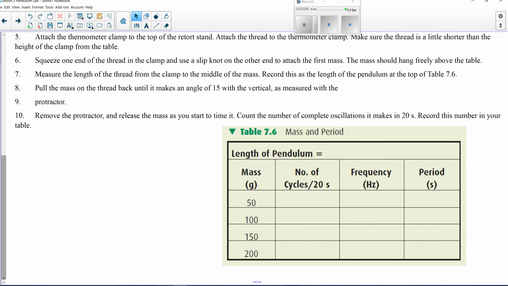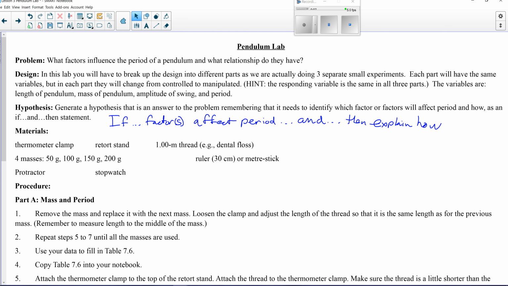The experiment itself is pretty straightforward, but you do have to read and follow the instructions carefully in order to get good data. When you're doing mass and period, you're going to replace the mass with the next prescribed mass, which are all listed here. And it does tell you that it wants the length.